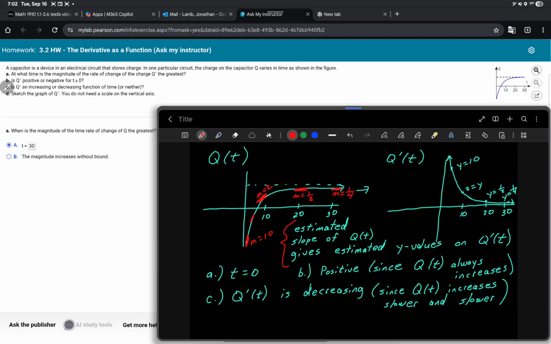So where I estimated the slope was 10, I took that x value and created a y value of 10 over here on the derivative. When I estimated that the slope was 2, right before x equals 10, I put a y value of 2 on the graph of its derivative.